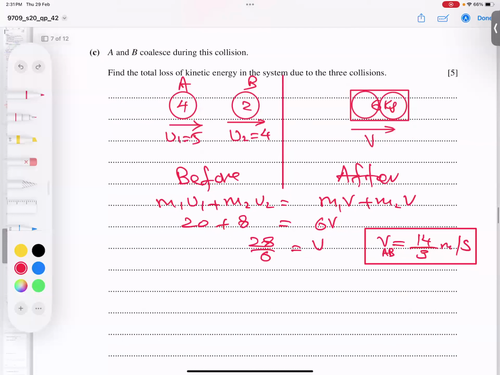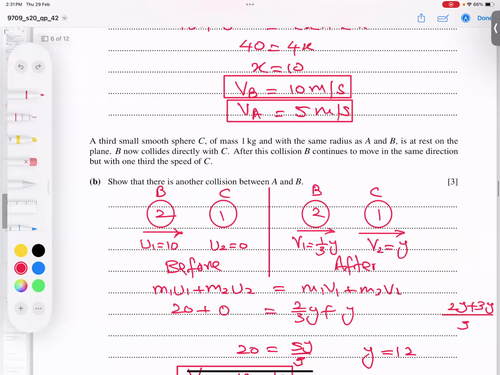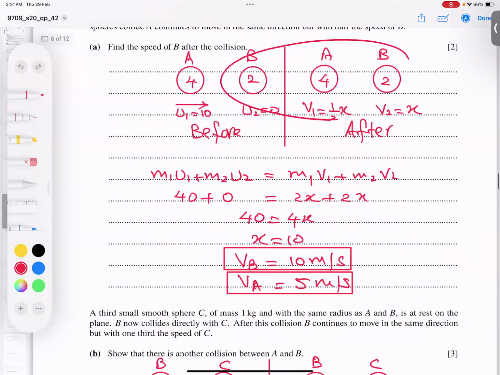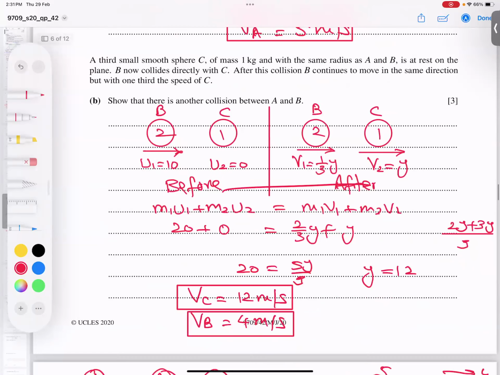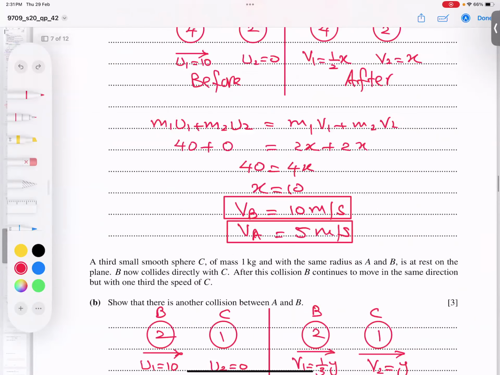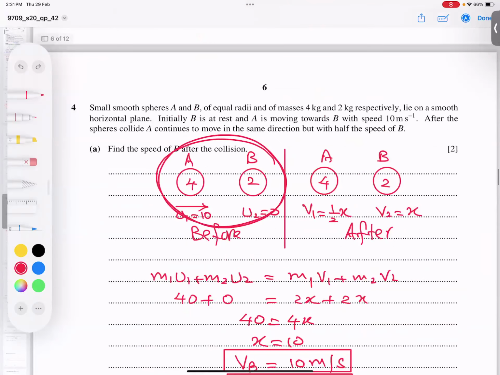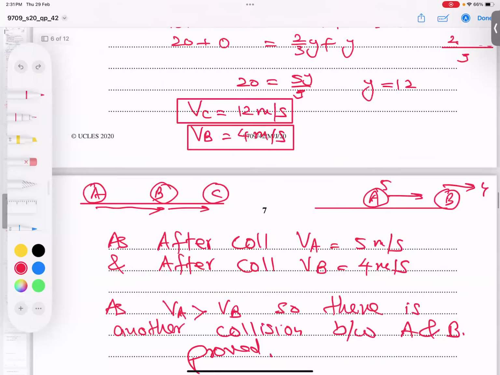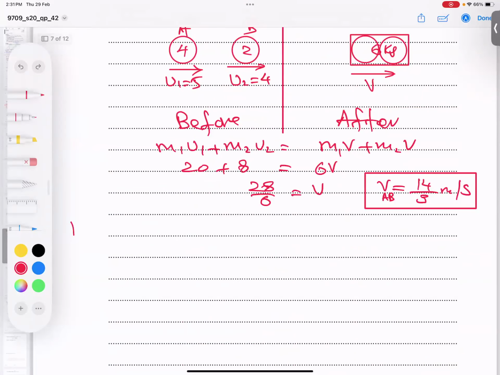Now he's asking to find the loss of total kinetic energy of the whole system. It means all 3 collisions. Collision number 1 is this, collision number 2 is here, and collision number 3 is here. So this is called before the first collision. The total kinetic energy before the first collision: this is 0, so no kinetic energy, but here we have 4 and 10. So let's find the initial kinetic energy of the system.